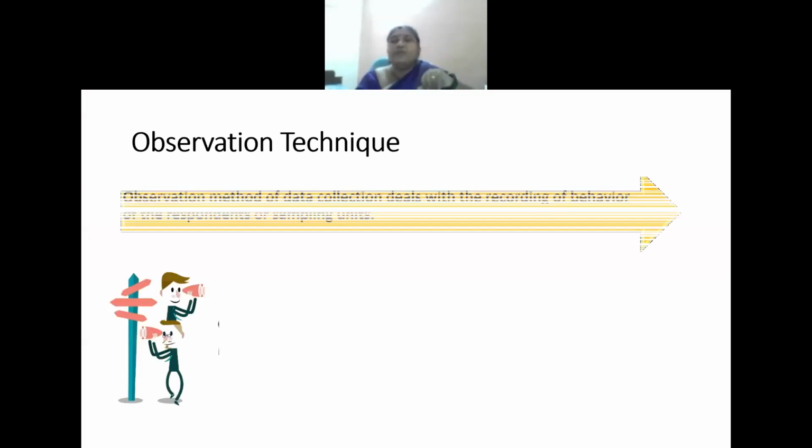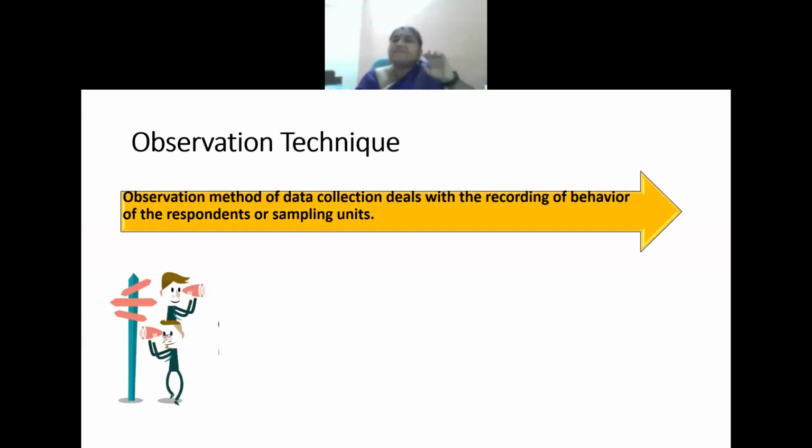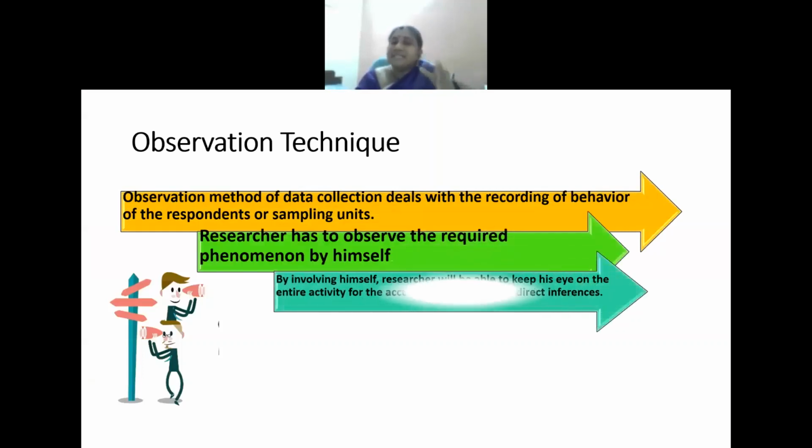So one by one, if you look into observation, it is collecting or recording the behavior of the respondents or the sampling units. Here, the researcher has to observe the recorded phenomenon by himself. So he will be involving himself, and the researcher will be able to keep an eye on the entire activity for accurate data and certain direct inferences.